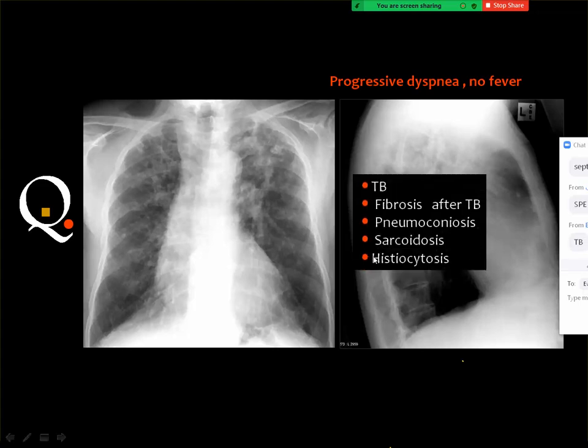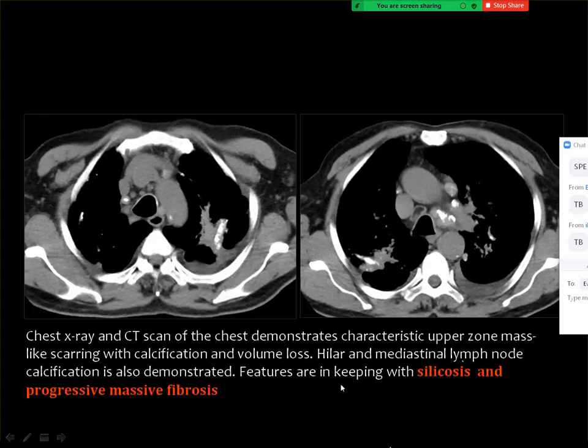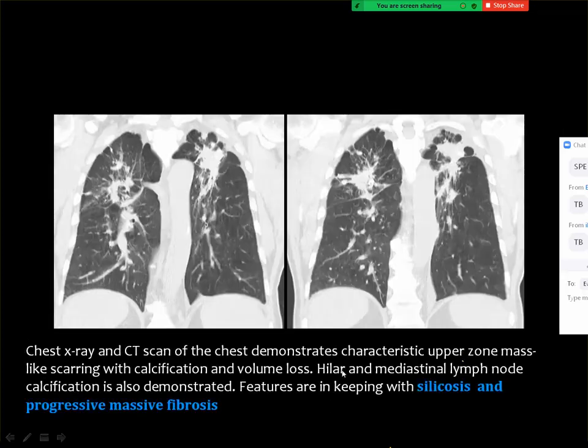TB, yes. These are some of the differential diagnoses: TB, fibrosis, post-TB, pneumoconiosis, sarcoidosis, histiocytosis, and the answer is TB. But from the plain film, actually, and this is the CT scan of the same case. You can see in the CT scan that there are masses with dense calcification, and he also got some calcified mediastinal lymph nodes. Then this is of course the progressive massive fibrosis of pneumoconiosis.